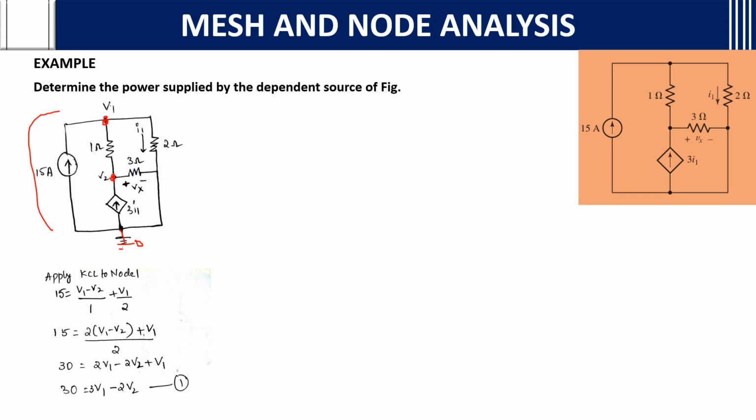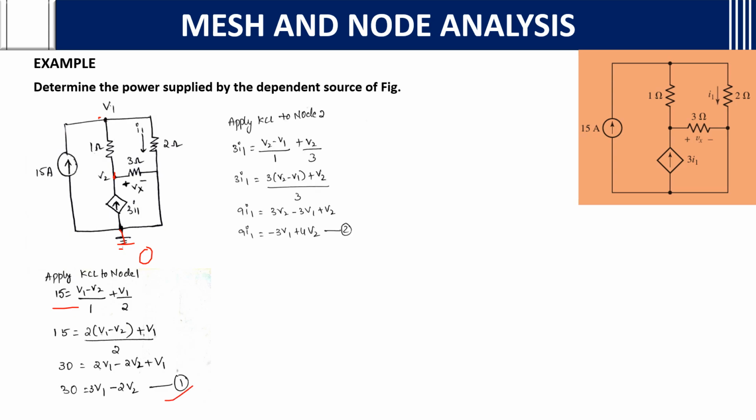While applying, 15 amps is going into the node, and we are considering the other currents in this direction, moving outside of the node. Then the incoming current, that is 15, equals V1 minus V2 by 1 plus V1 by 2. If you calculate that equation, you will get 30 equals 3V1 minus 2V2. First equation we got.